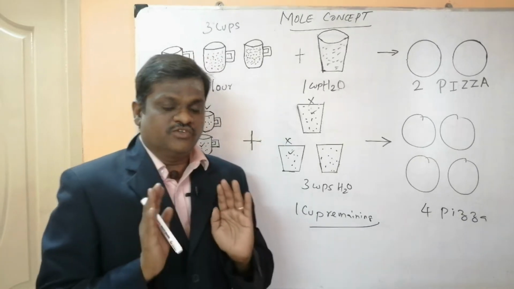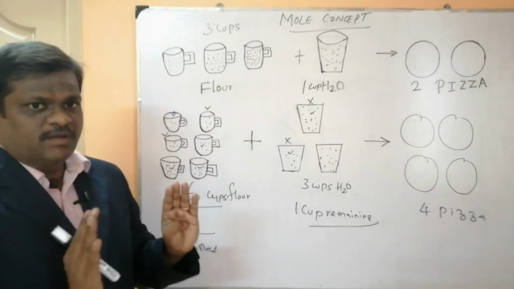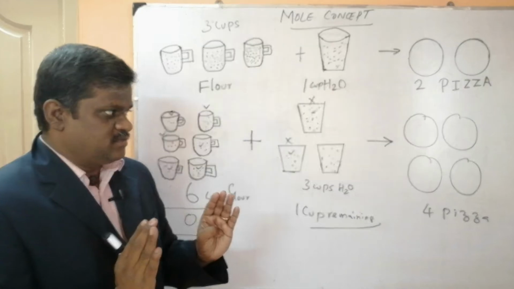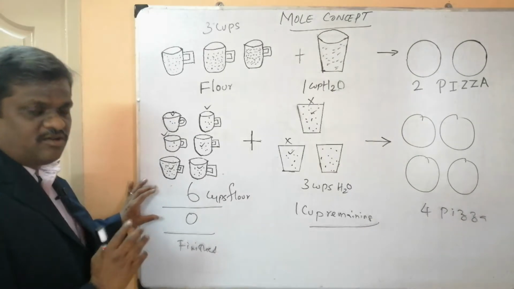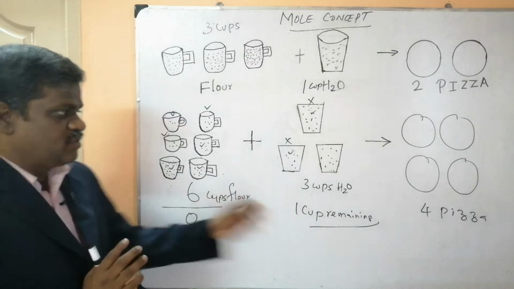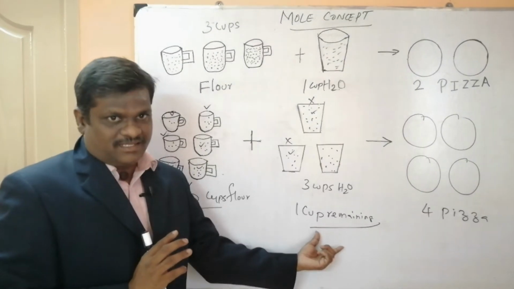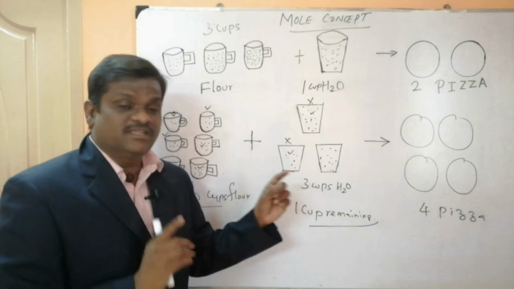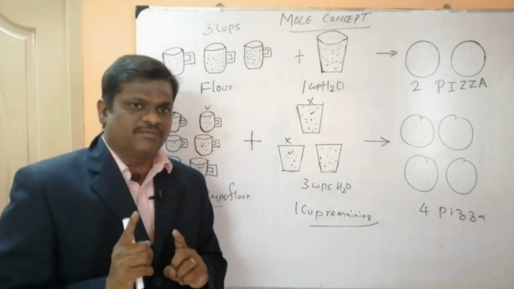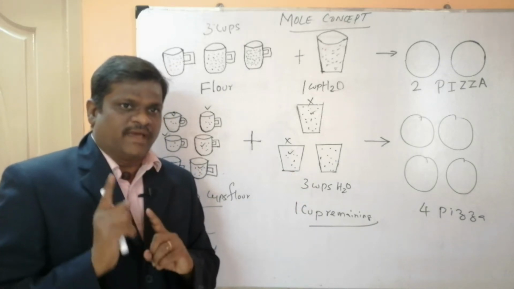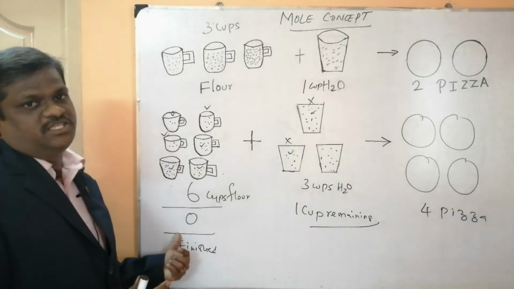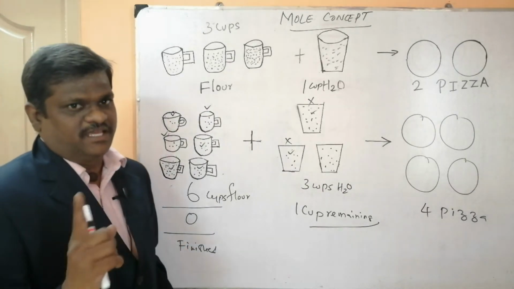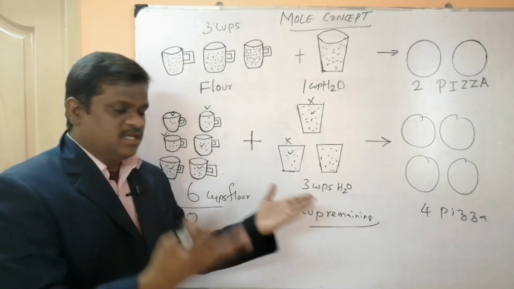Here we should be very careful. The maximum amount of pizzas is calculated from the limiting reagent, the one in shortage, not on the basis of the excess. If you use the excess, it will give wrong results. Please remember, the maximum amount of product is formed on the basis of the limiting reagent, not the excess reagent. Now we will go to the problem.